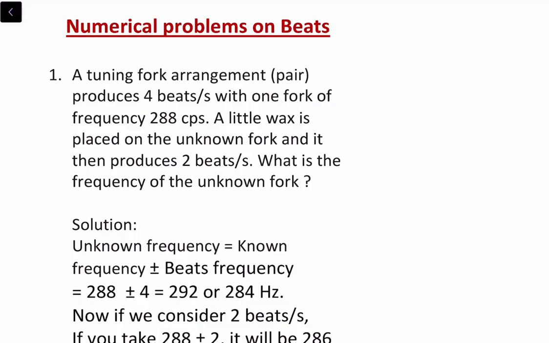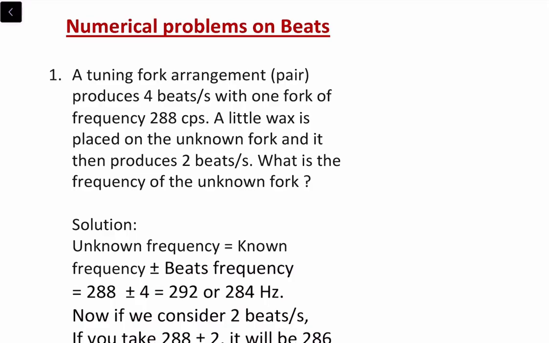If they have put some wax on the fork, then its mass is increased and its frequency decreases. A little wax is placed on the tuning fork, then immediately its frequency decreases. Suppose they filed the tuning fork, its mass decreases, so its frequency increases. So remember, in these kinds of problems be careful which frequency is increasing and which is decreasing.